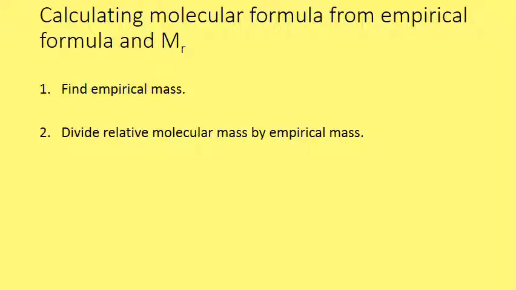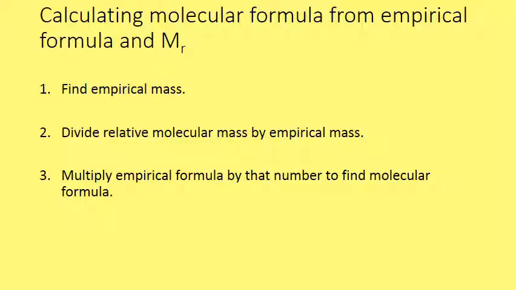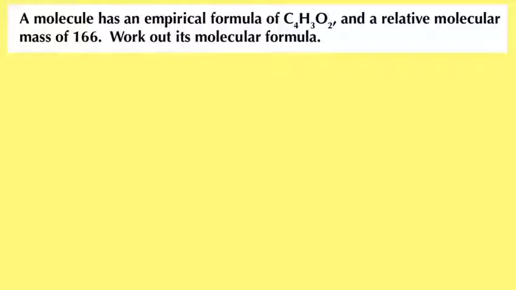Then the second step would be to compare the empirical mass to the relative molecular mass, and it will become clear why we do that when we do an example. Then you would multiply the empirical formula by the number that you get from step 2 to find the molecular formula, and then we will have done what we set out to do in the title. The easiest way is to look at an example.